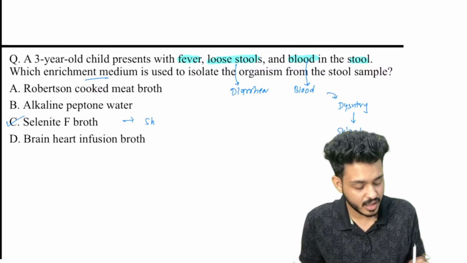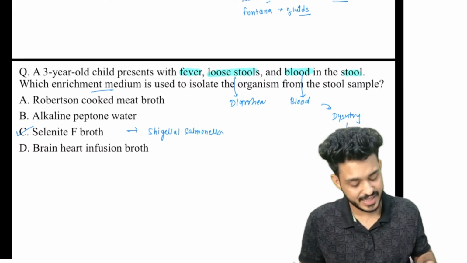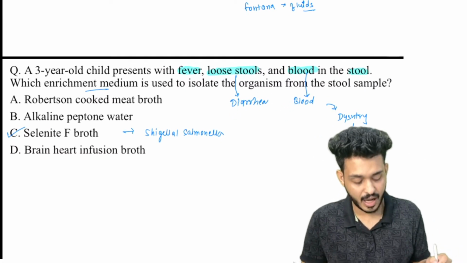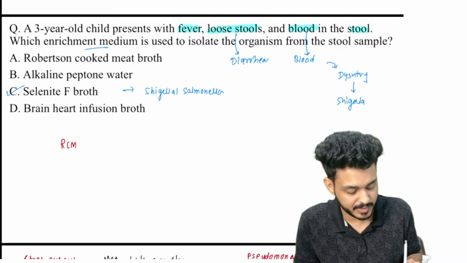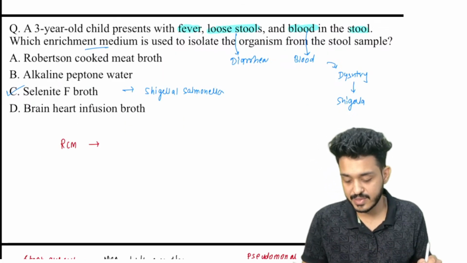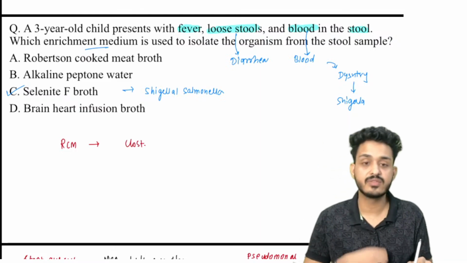Remember, Shigella and Salmonella are twin sisters, so the culture media will be the same. Can anyone tell me what we use RCM for? RCM, Robertson cooked meat media, we will be using for Clostridium.